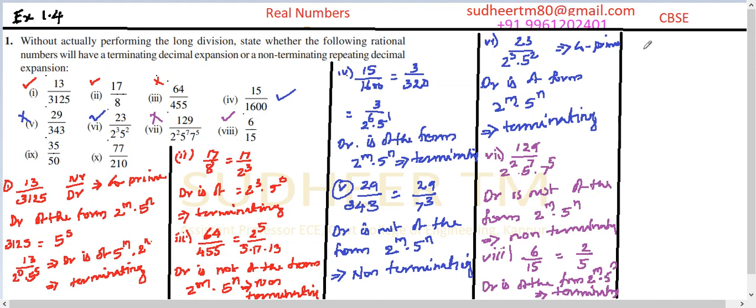Now let us have the ninth one. What is the number? 35 divided by 50. How can we expand it? It is equal to 7 divided by 10, which is equal to 7 divided by 2 into 5. So the denominator is of the form 2 raised to m, 5 raised to n, which gives terminating expansion.